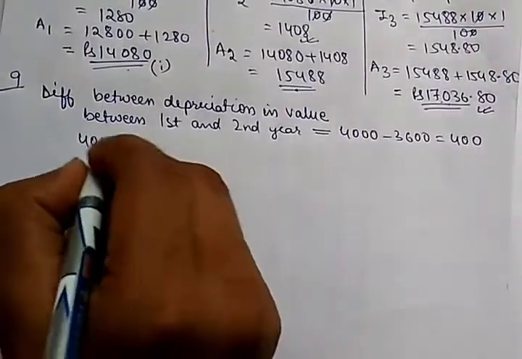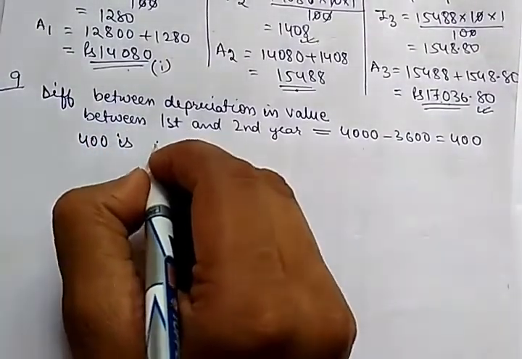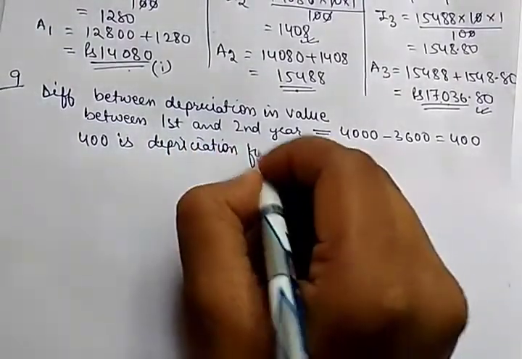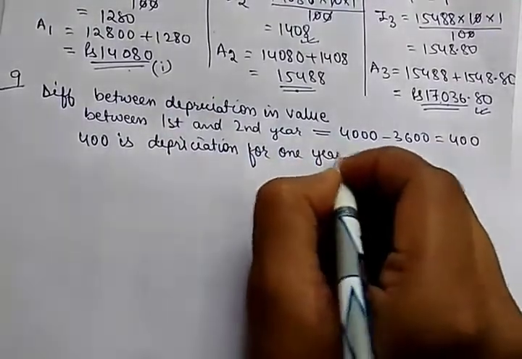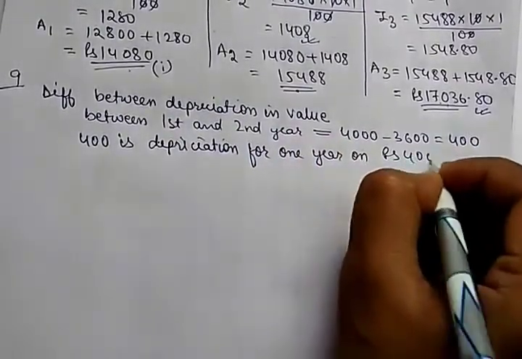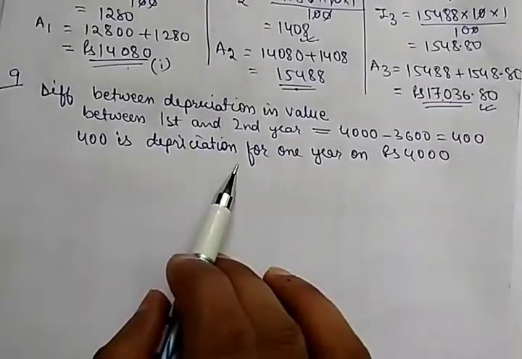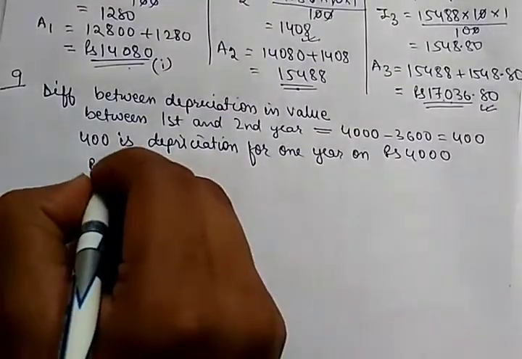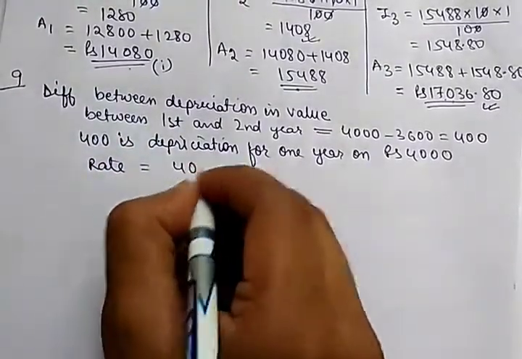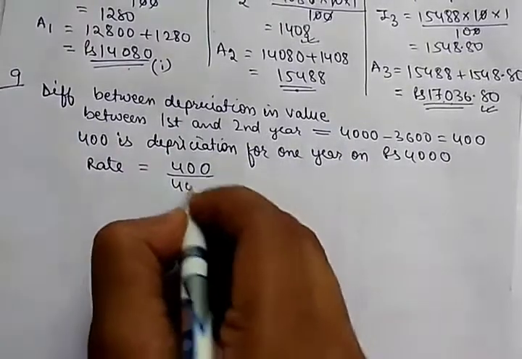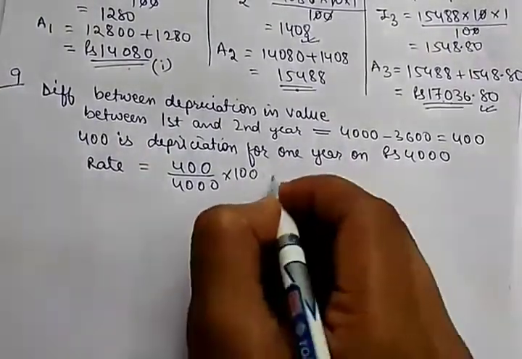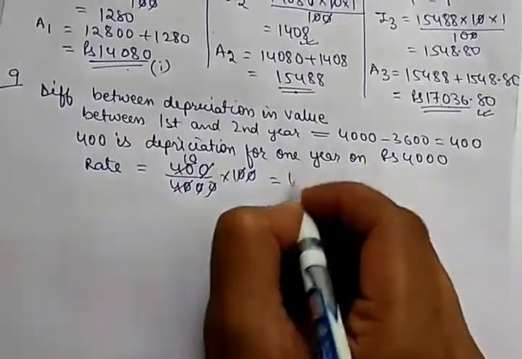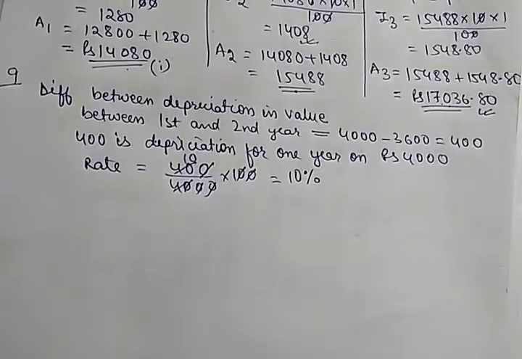So 400 is depreciation for 1 year on rupees 4000. So what will be the rate of depreciation? Now rate of depreciation will be equal to 400 by 4000 into 100. That will be the rate. So 10%. The rate is 10%.